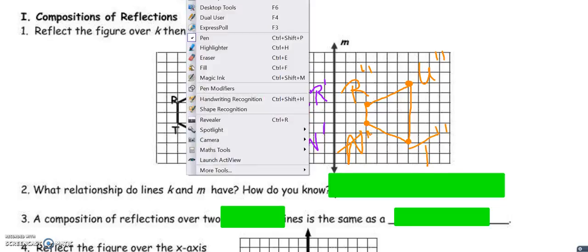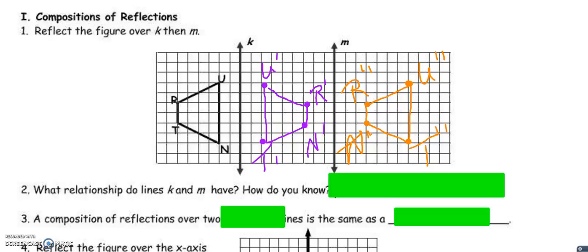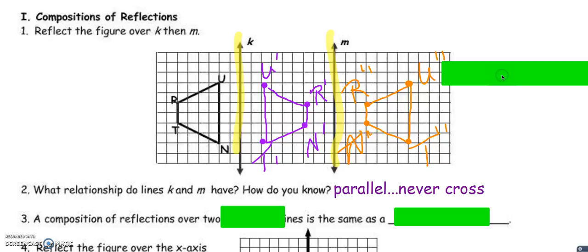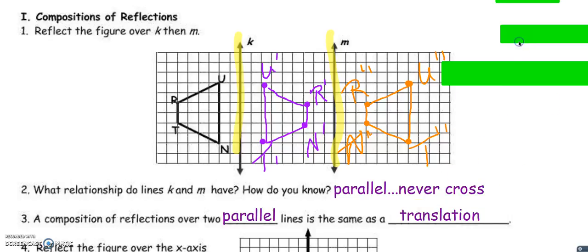So what kind of relationship do lines K and M have with each other, and how do you know it? Well, look at line K, look at line M, and tell me, what do you notice about those two lines? They're parallel because they never cross. So a composition of reflections over two parallel lines is the same thing as a translation.